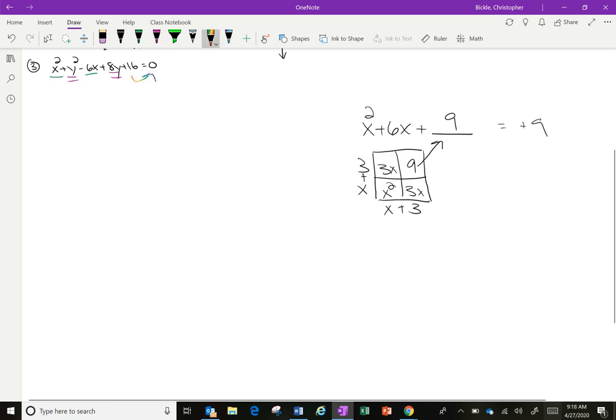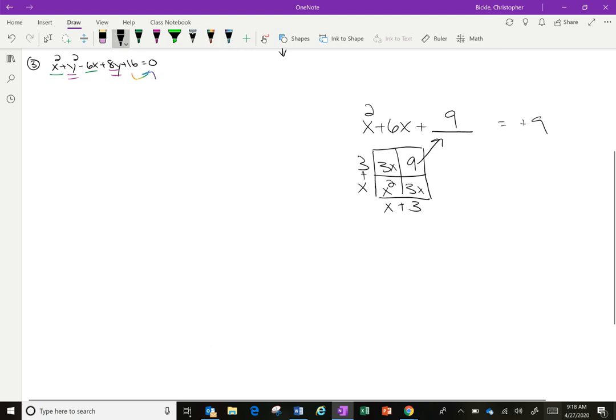So we're going to move that to the other side. We're going to regroup all our x's together, regroup all the y's together, and move the constant. Regrouping x's, I've got x squared minus 6x. Regrouping y's, I've got y squared plus 8y. And to move this 16 to the other side of the equation, I've got to do the opposite. So that's going to give me a negative 16.